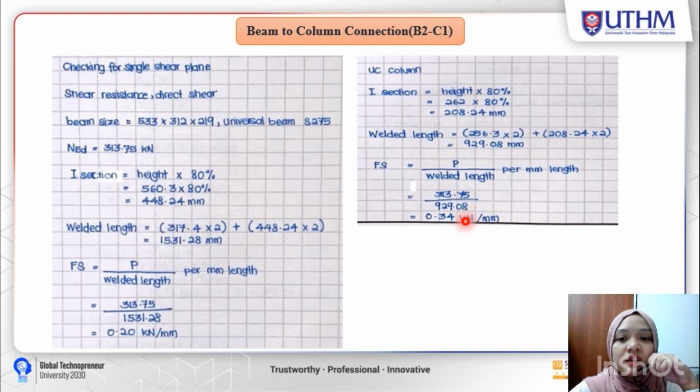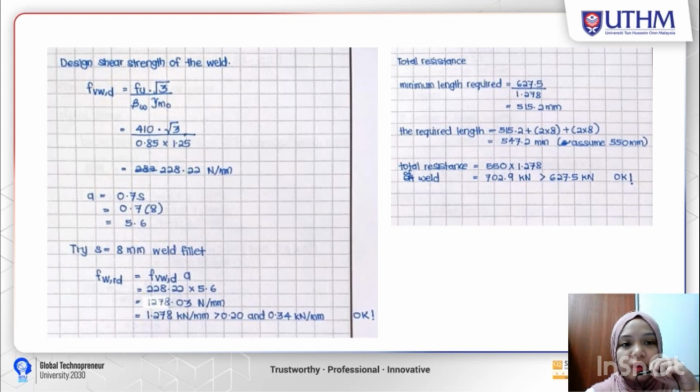After we calculate this Fs, we will use the formula of P over welded length per millimeter length, and the welded length here we get from here, which is 256.3 times by 2 plus 208.24 times 2, and we will get the value of 929.08 millimeter. After that, we will calculate the design shear strength of the weld, and the value that we will get will be 228.22 Newton per millimeter.